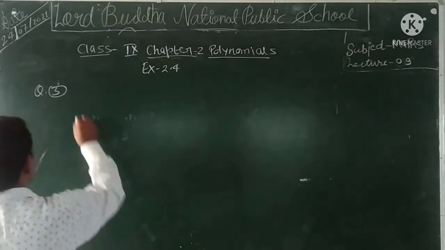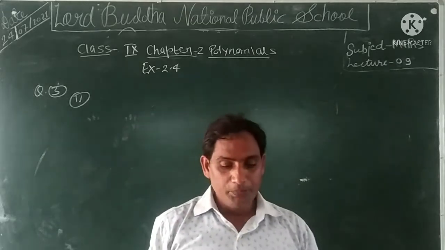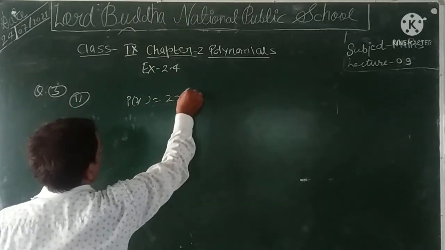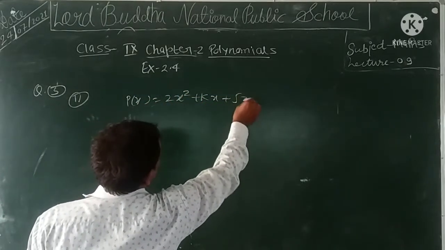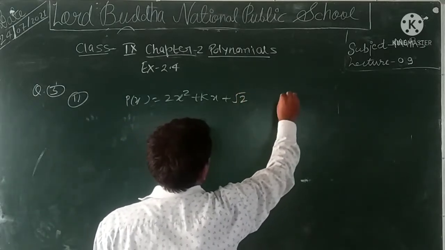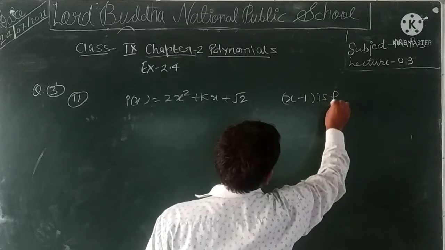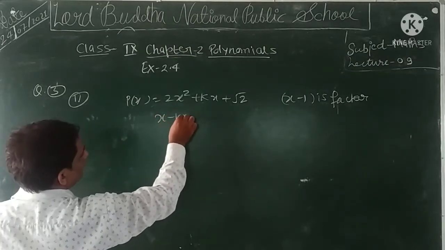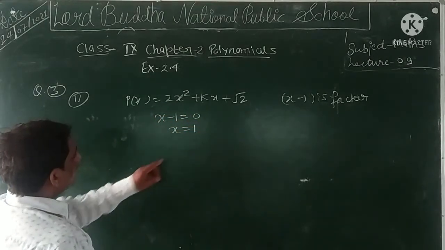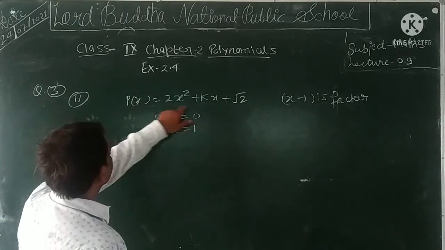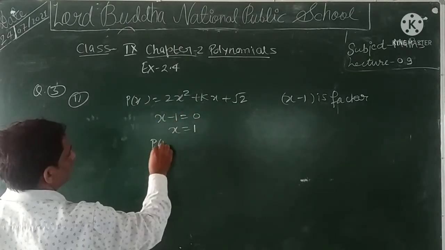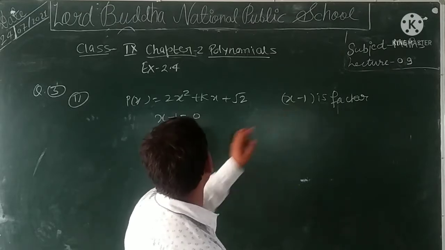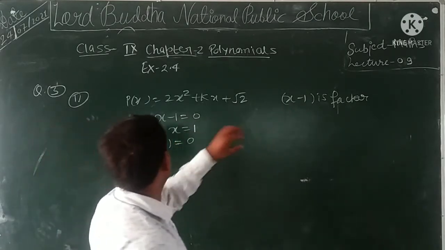The second part of this question is that p(x) equals 2x square plus kx plus root 2, and x minus 1 is a factor. Now see that. First of all, we equate x minus 1 to 0, so x equals 1. Now we put x equal to 1 in this polynomial and equate it with 0. If x minus 1 is a factor, then p(x) should be equal to 0, means p(1) will be equal to 0.